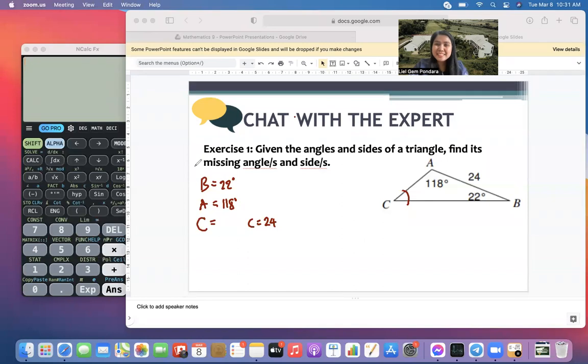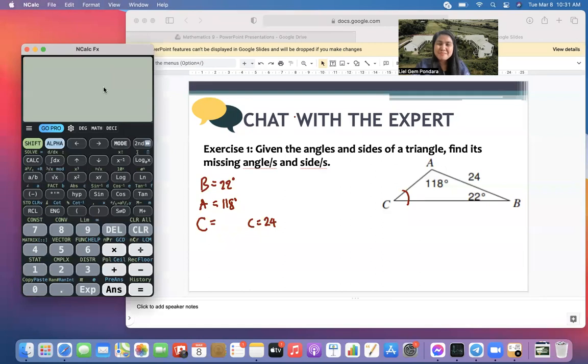What's the measure of angle C? What's the measure of angle C? We subtract it from 180. 40 degrees. Okay, let me use my calculator. Somebody answered 40 degrees. That's correct. 180 minus 118 minus 22. There. The answer will be 40 degrees. So our pair will be C. Since that's our pair, I suggest you start writing your pair here.